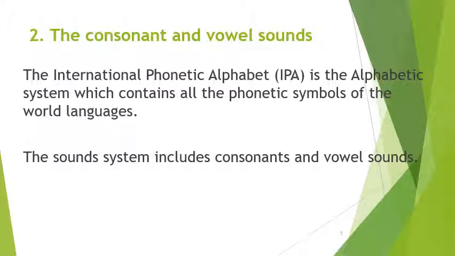And there is this International Phonetic Alphabet, a system that contains all the phonetic symbols, that is, the consonant and vowel sounds of all world languages. Therefore, the sound system includes consonants and vowel sounds. Therefore, for every language in the world, there must be consonants and there must be vowel sounds.